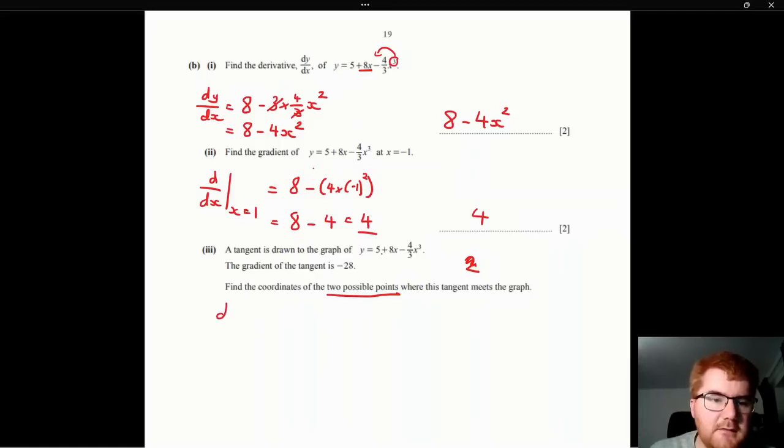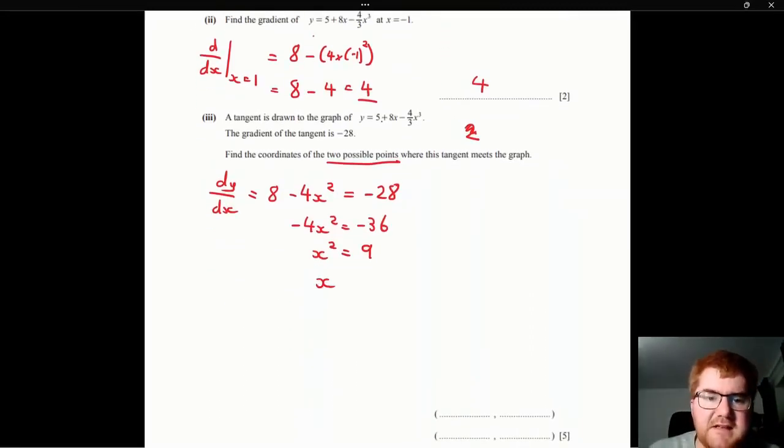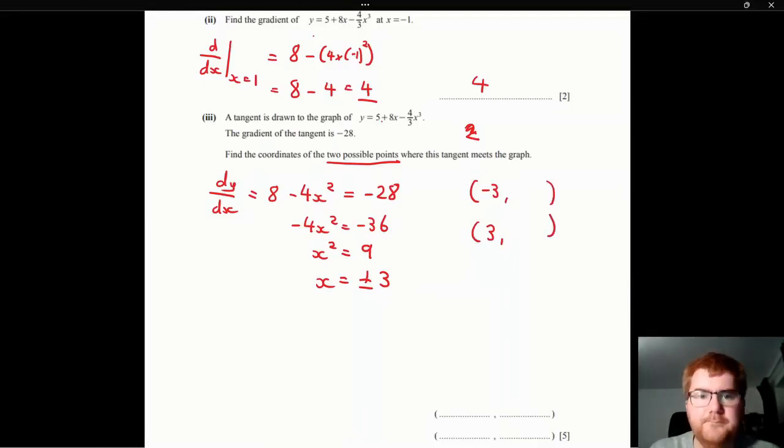So we take our derivative, and we want to find out when this gradient is equal to minus 28. Essentially we need to solve this equation here. If we minus 8 from both sides, we get minus 36. Again, we can divide through by minus 4. It gives us x squared is equal to 9. And therefore x is, and this is where to be very careful, plus or minus 3. So our x coordinates will either be minus 3 or plus 3.